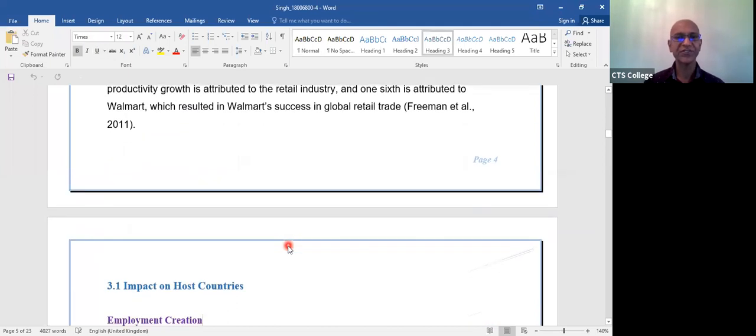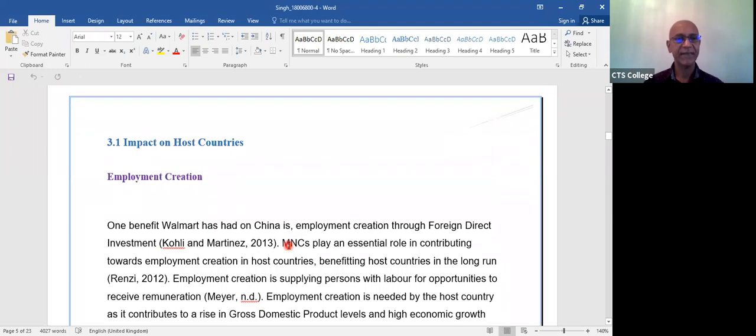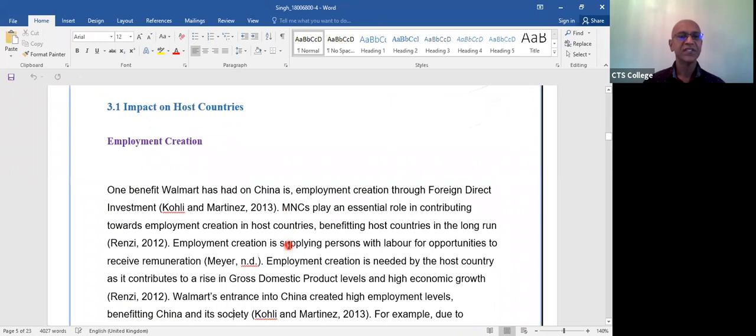Following your introduction to your MNC, you are now required to discuss the impact on host countries. Ideally, you should discuss the impact on one developing and one developed country. This student has not specified whether this discussion pertains to a developing or a developed country. So the reader is not clear, and that is something that should have been done.